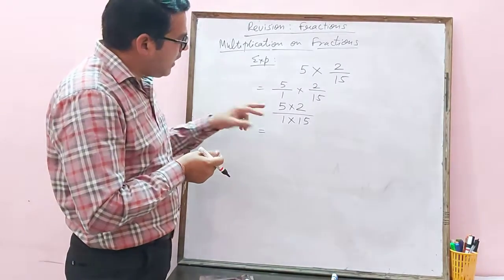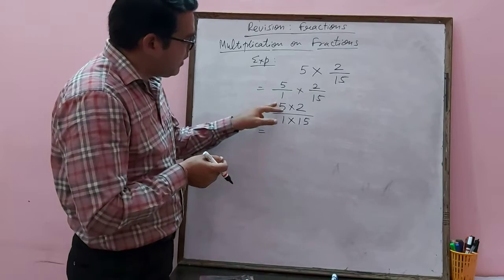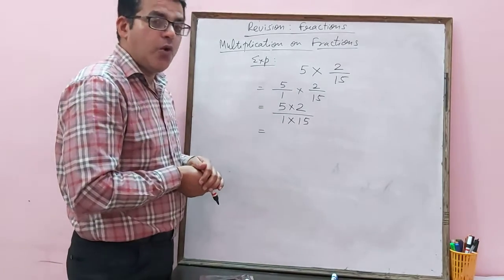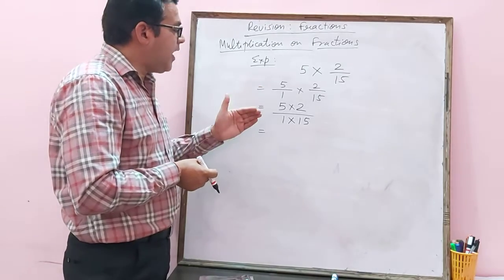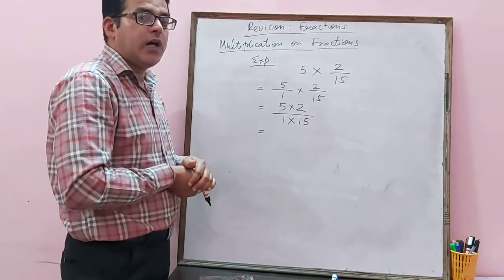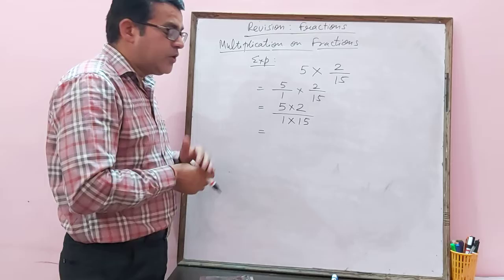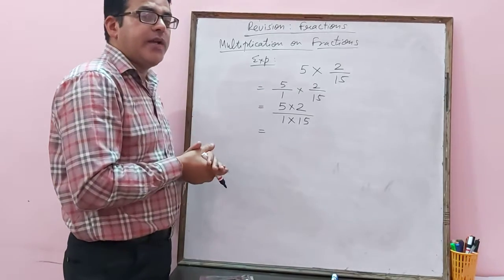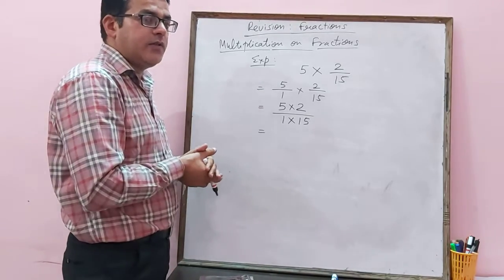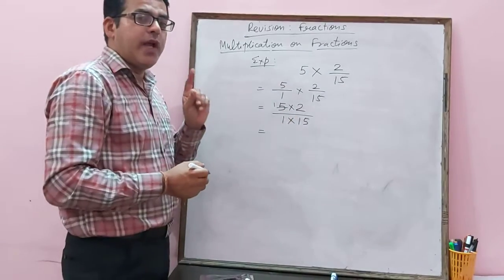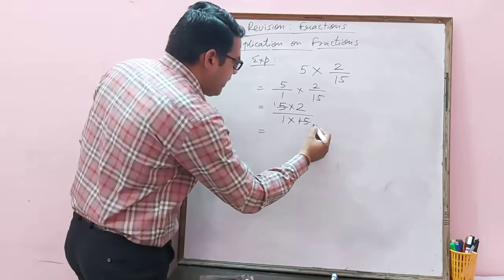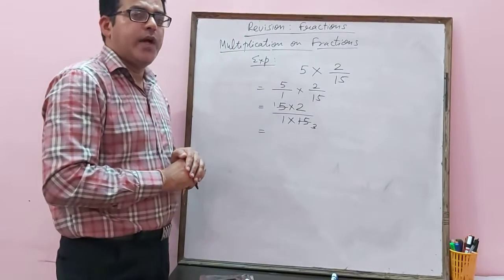Now you can see here this 5 and 15. 5 is a common factor for 5 and 15. It means 5 and 15 are both divisible by 5. So we can simplify it. We can reduce it by 5. If you divide this 5 by 5, we have 1 here. And if we divide this 15 by 5, we have 3 here.